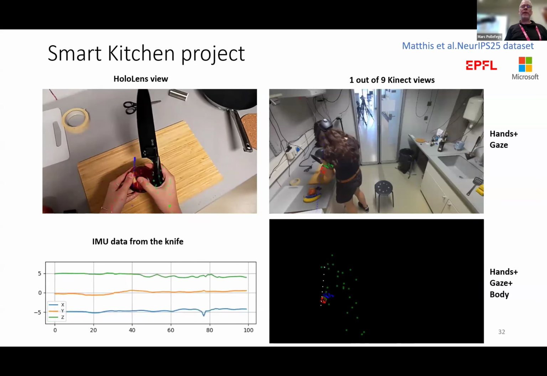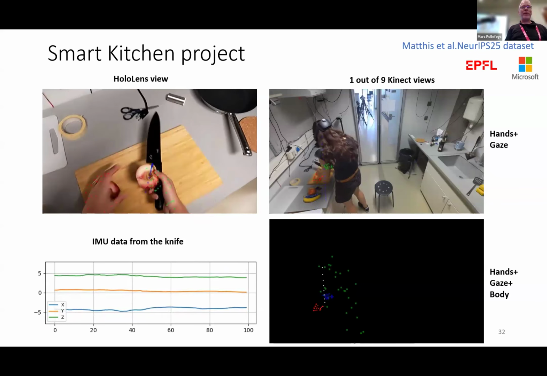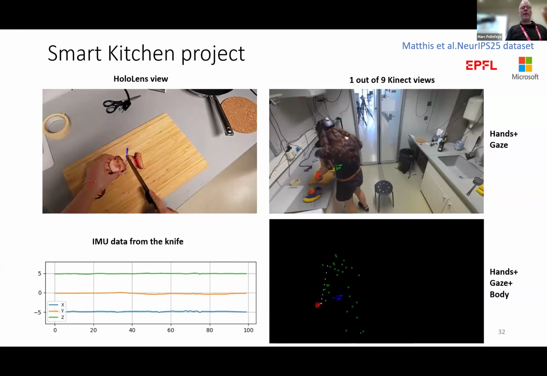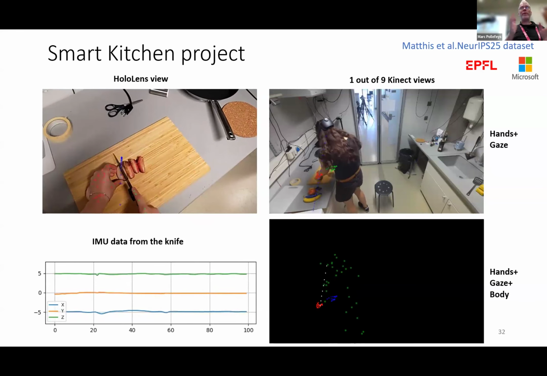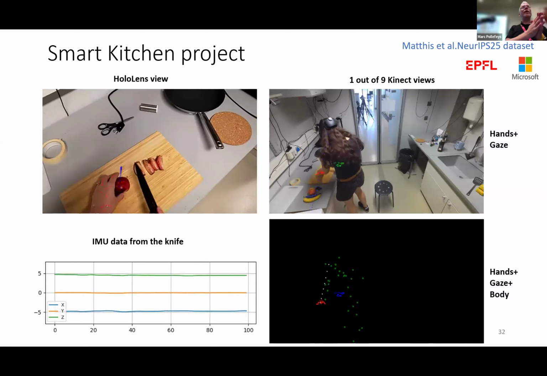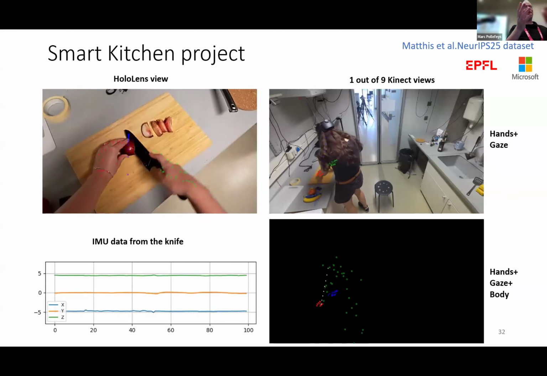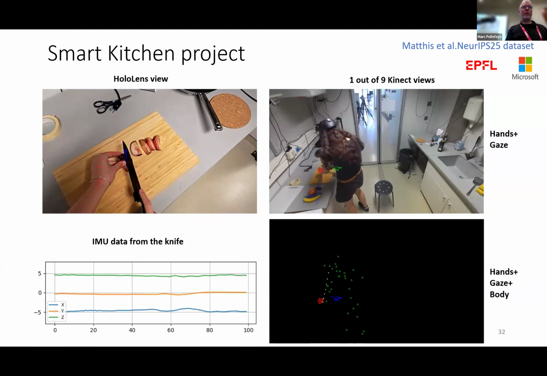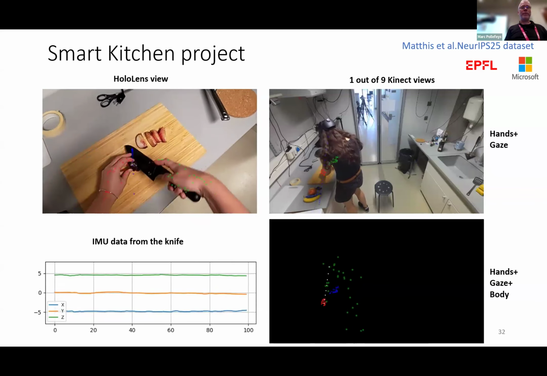So there's a very rich exo data set for kitchen activity. We have tens of subjects doing 5 recipes. They all do the same recipes, so it's very scripted. They do it in different ways, but they all carry out the same 5 recipes. So it's actually a quite rich data set.